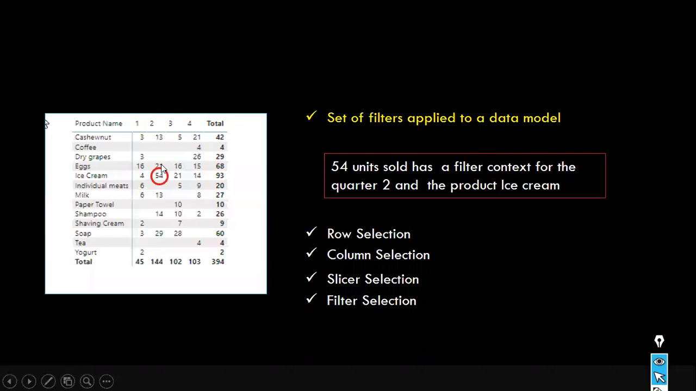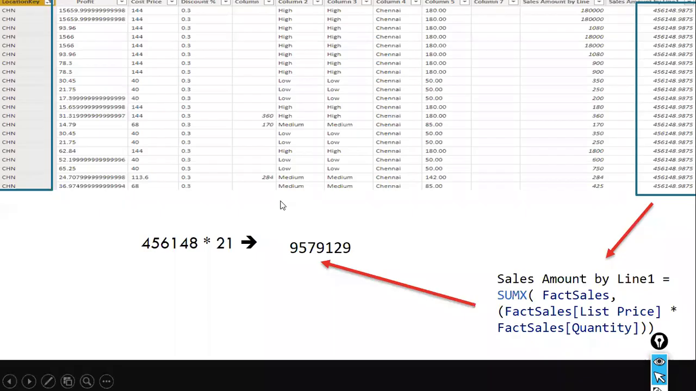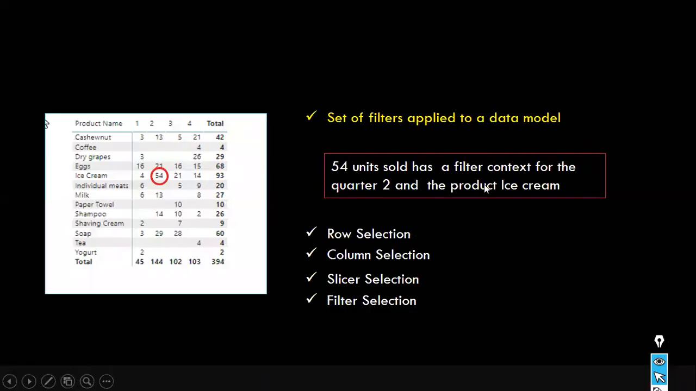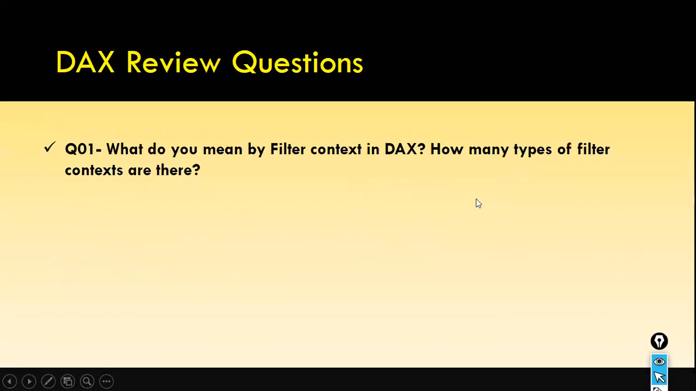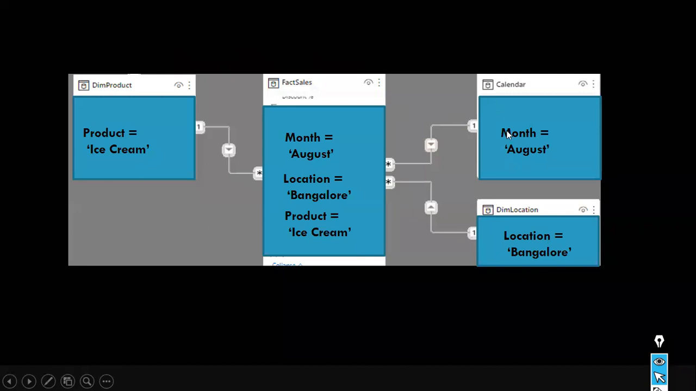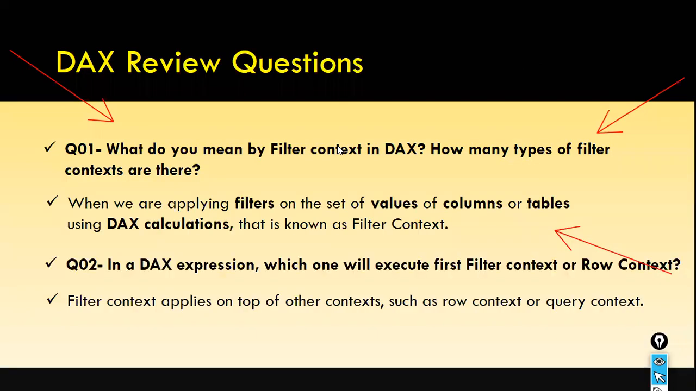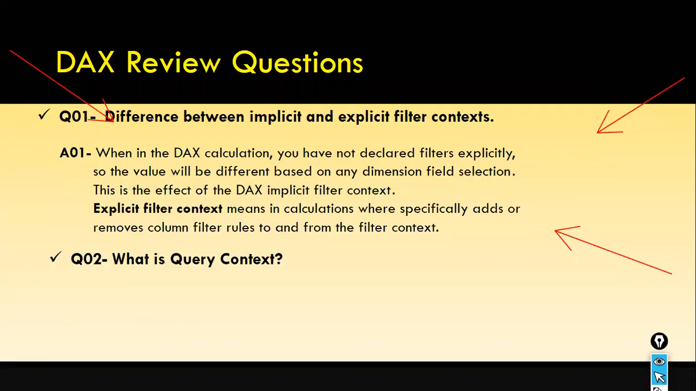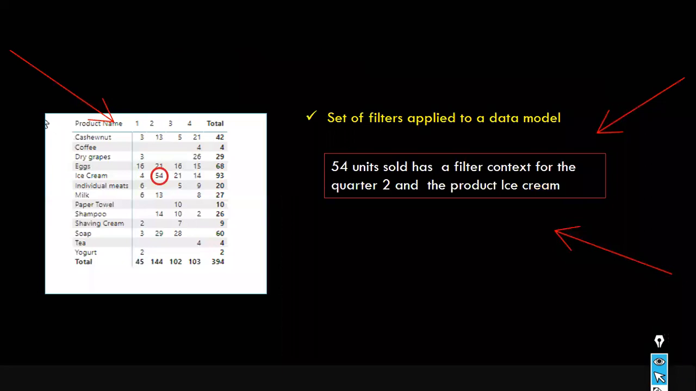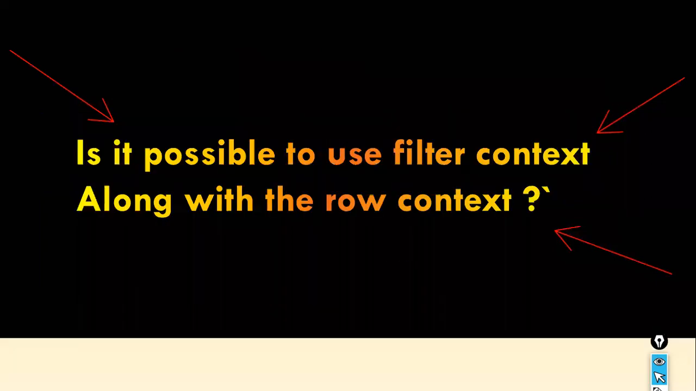In this case, you have row selection, columns, and look here, products, and here you have quarter 1, quarter 2, quarter 3, quarter 4. The row selection, column selection, and then slicer selection, the filter selection also. These are the set of filters applied to your data model. So this is one filter, this is another filter, this is another filter. At the end of the day, that is what is happening. That is your filter context.